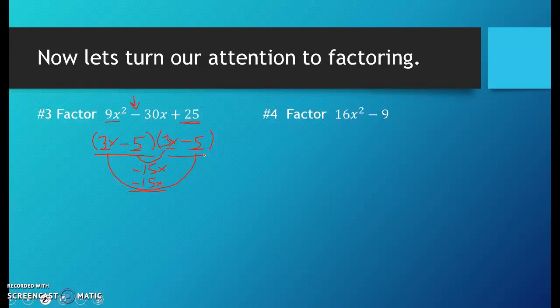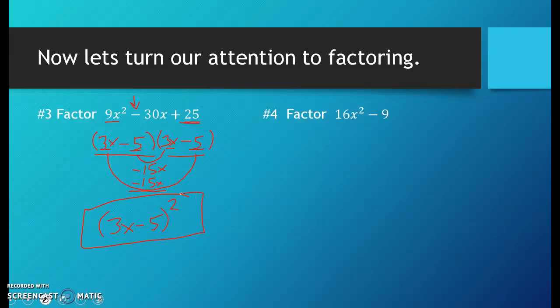And what I would like for us to do when we get two factors that are the same is to simply write it as 3x minus 5, one factor squared, instead of saying that we're multiplying it by itself. So this is our answer for number 3. I'm going to try to factor number 4.